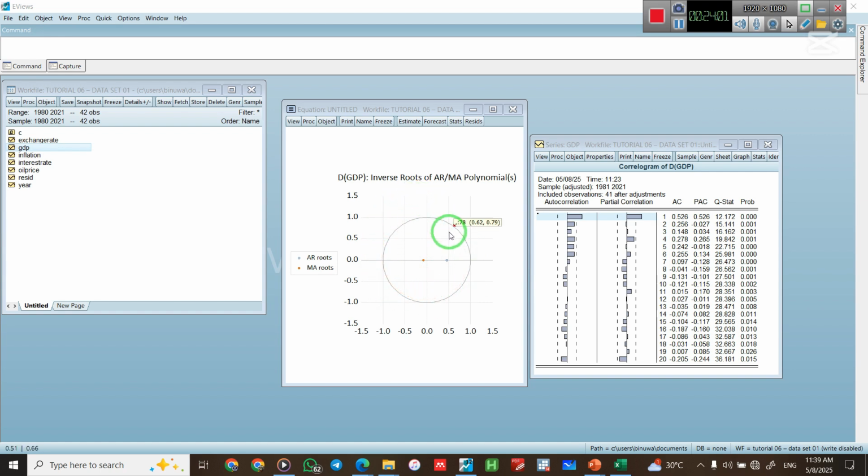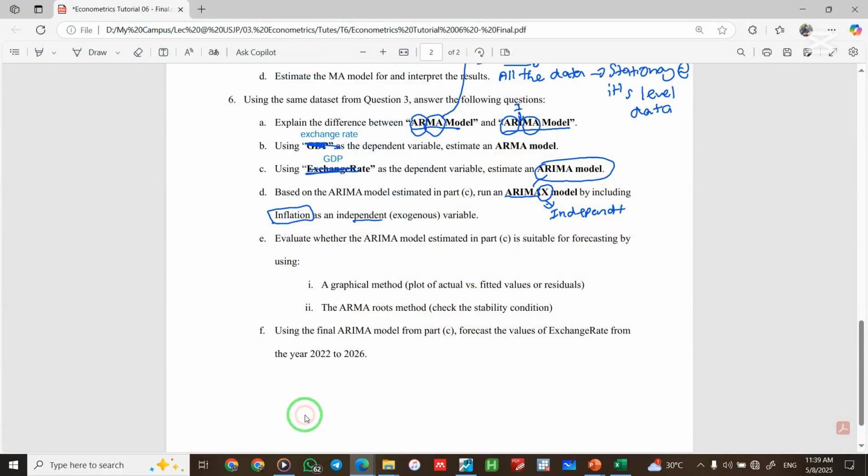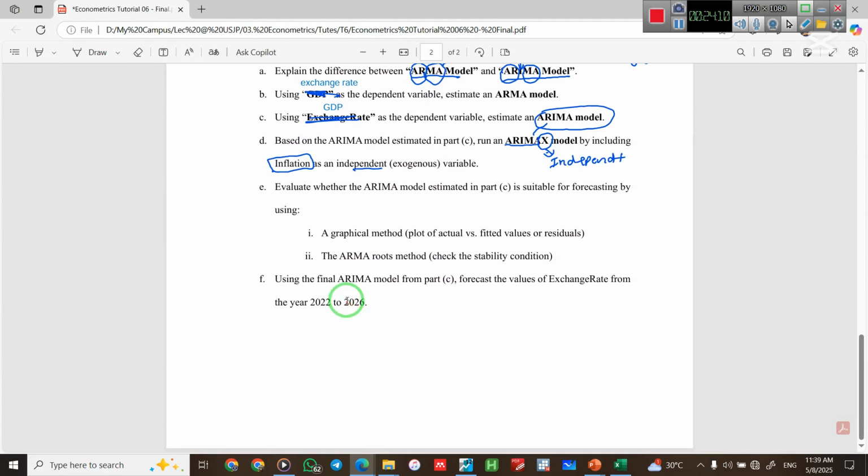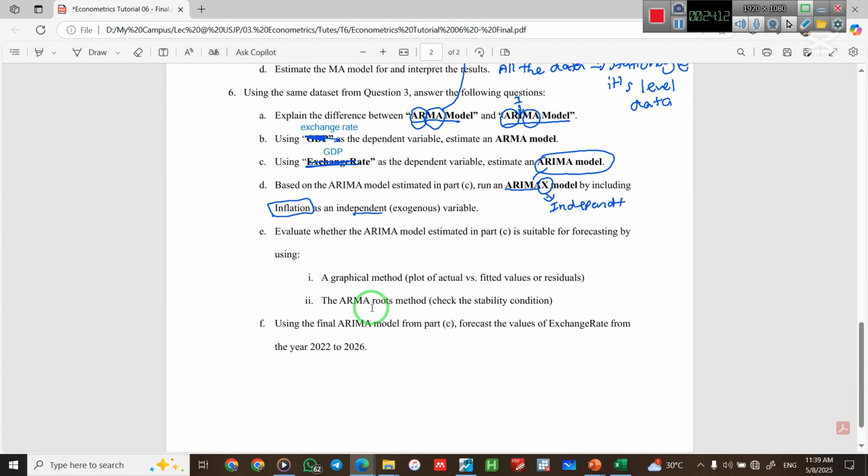So with that we are done with part E. Now we are moving to the last part of the sixth question. Students, in the sixth question it asks us, using the final ARIMA model from part C, to forecast the values of the exchange rate from 2022 to 2026.